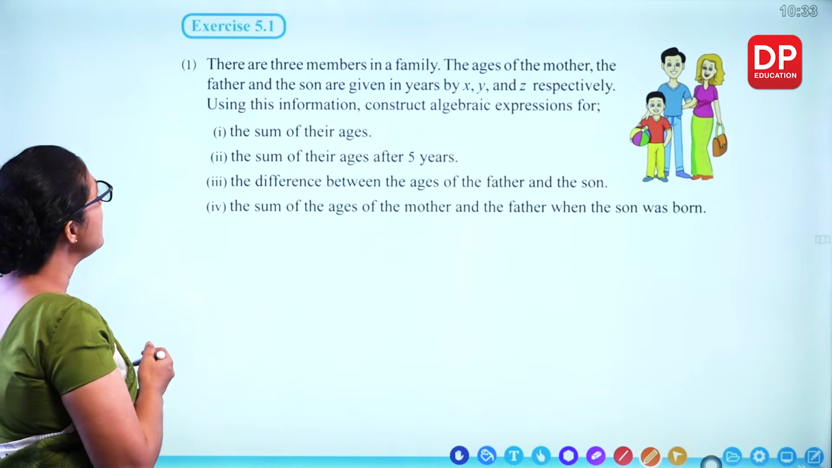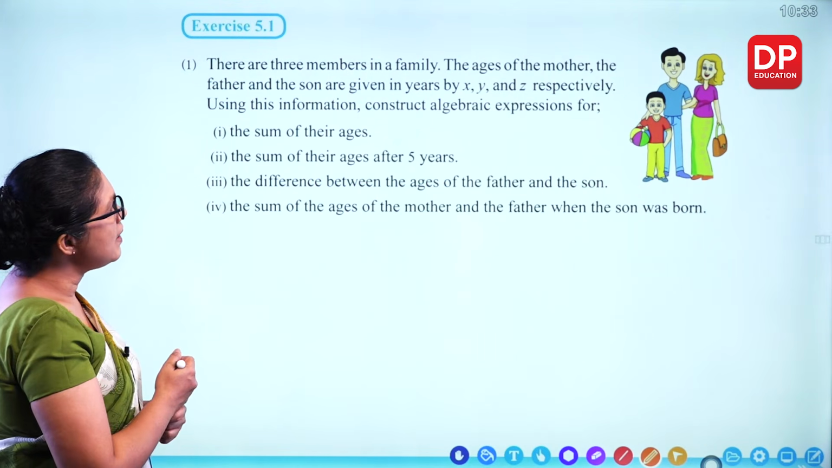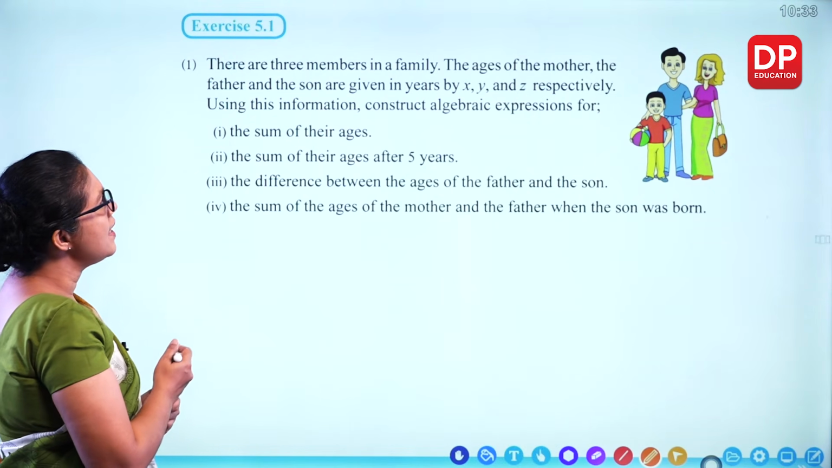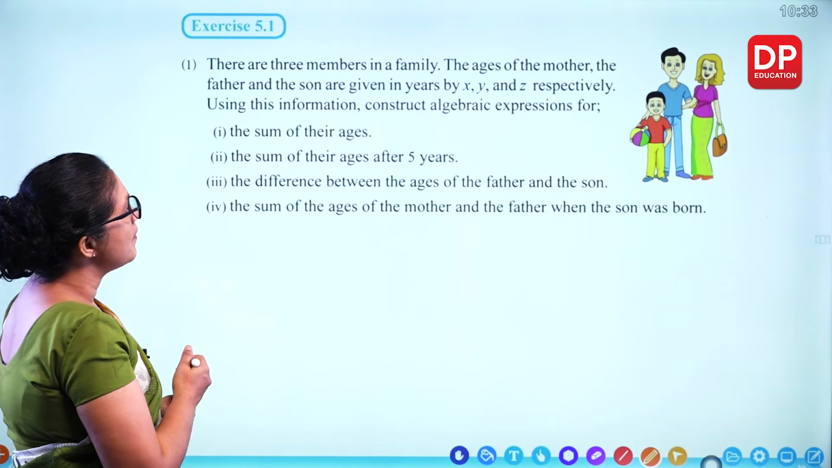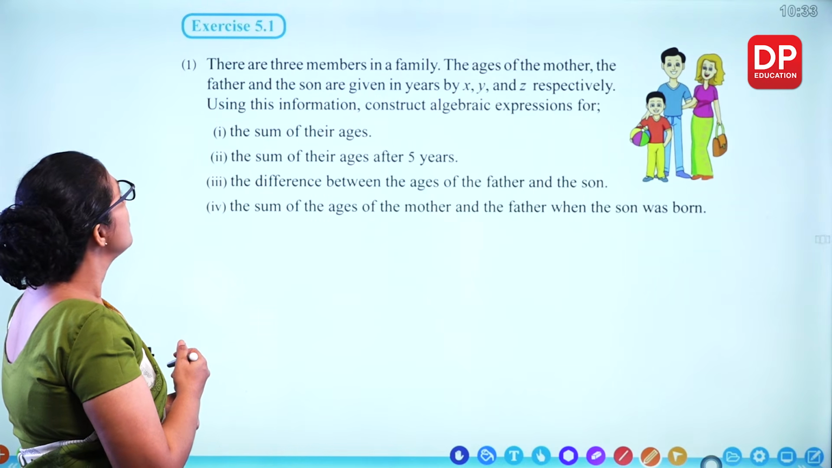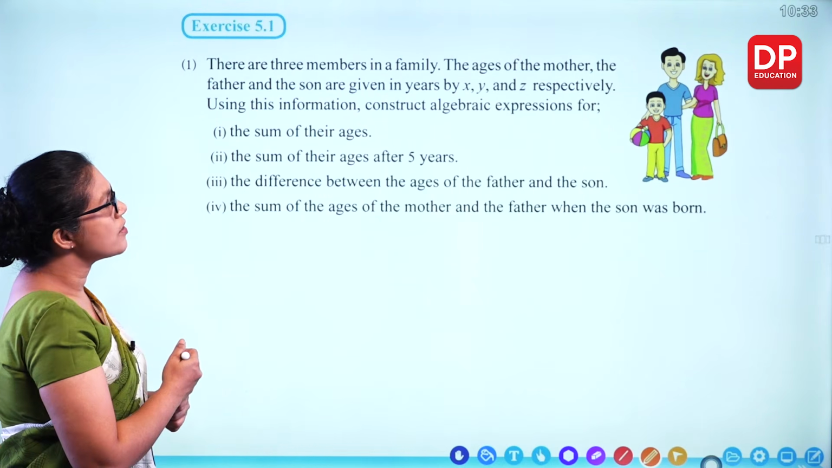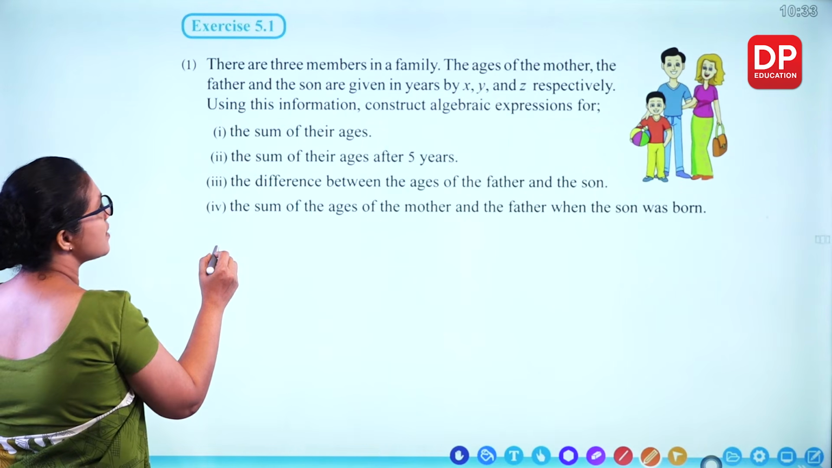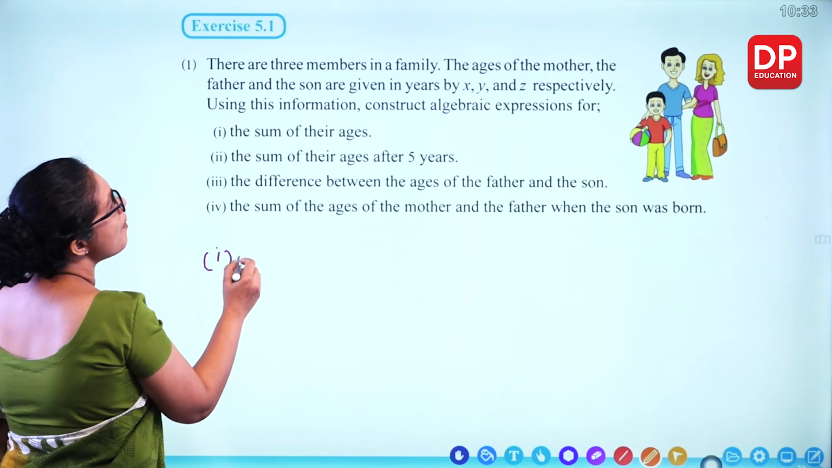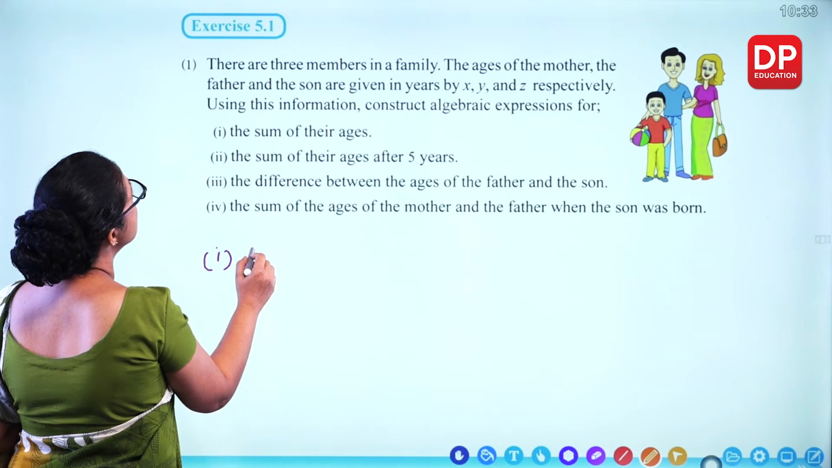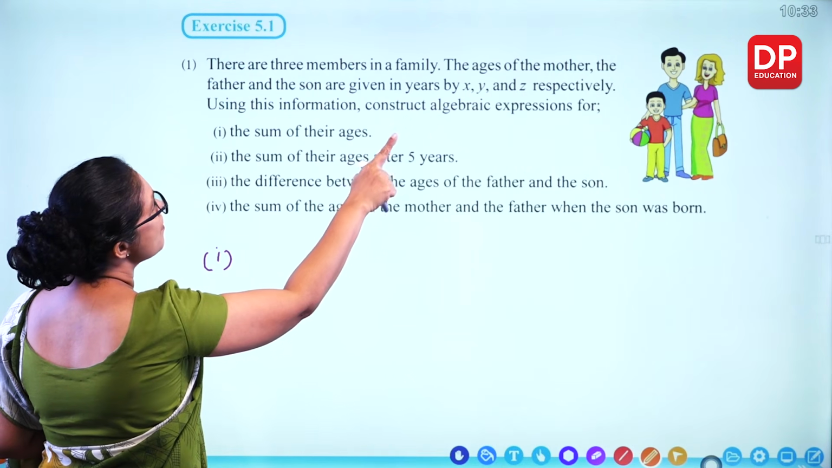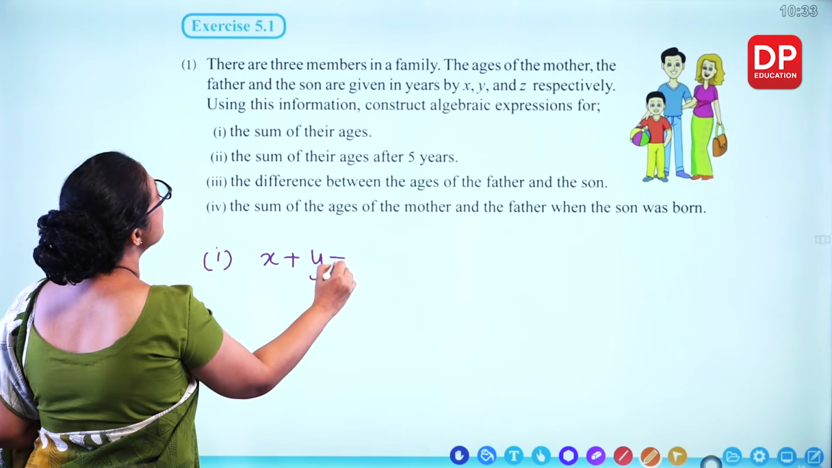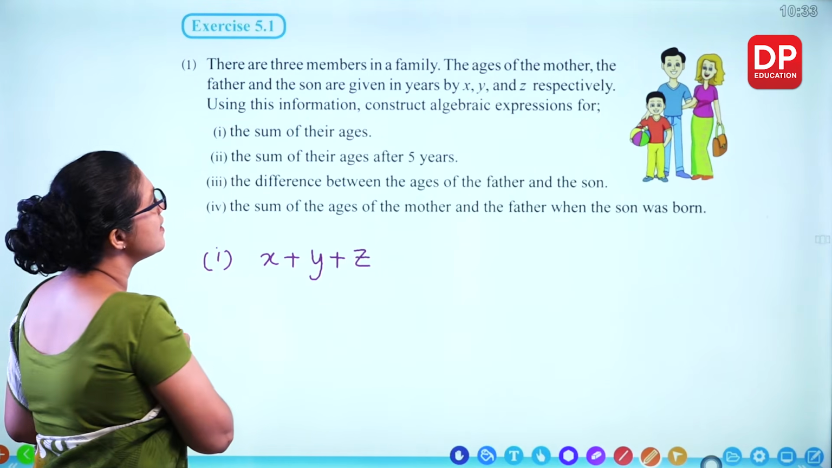Exercise 5.1. There are 3 members in a family. The ages of the mother, the father and the son are given as X, Y, Z respectively. Using this information, construct algebraic expressions for the sum of their ages. Mother X, father Y and son Z. So that's the total.